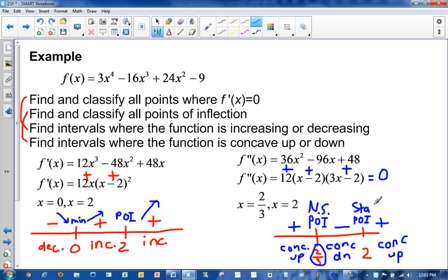horizontal point of inflection. All right, and we will be doing more examples like this in class. Please email me any questions you have between now and then.